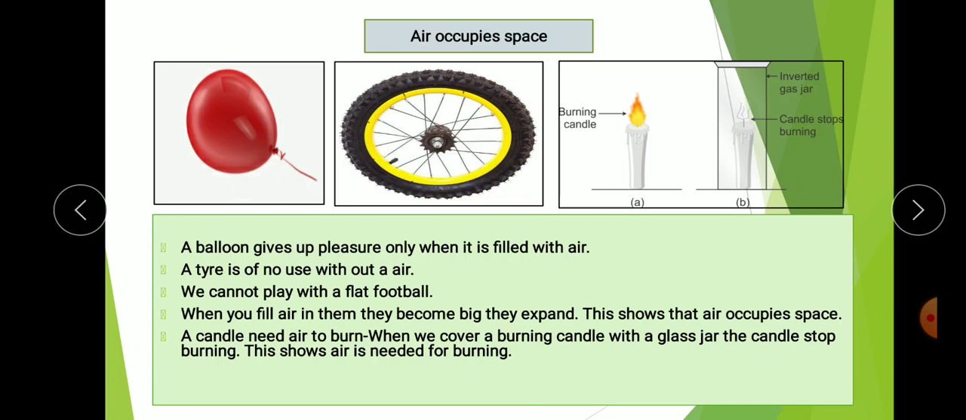A candle, you can see in the third image, students. Here a candle needs air to burn. When we cover a burning candle with a glass jar, the candle stops burning. This shows that air is needed for burning. It means the oxygen is needed for burning of the candle.